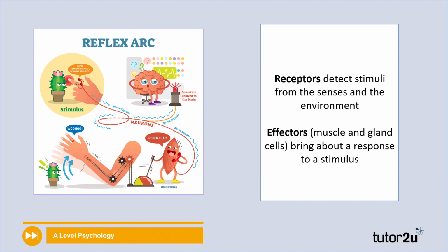Now, before we look at what happens in those scenarios, there's two new terms we can use when describing how the peripheral nervous system affects our body. For example, we've got receptors and they detect stimuli from the senses and the environment. So we can find these receptors in our skin, for example. We also have effectors, and these are muscle and gland cells that bring about a response to a stimulus.